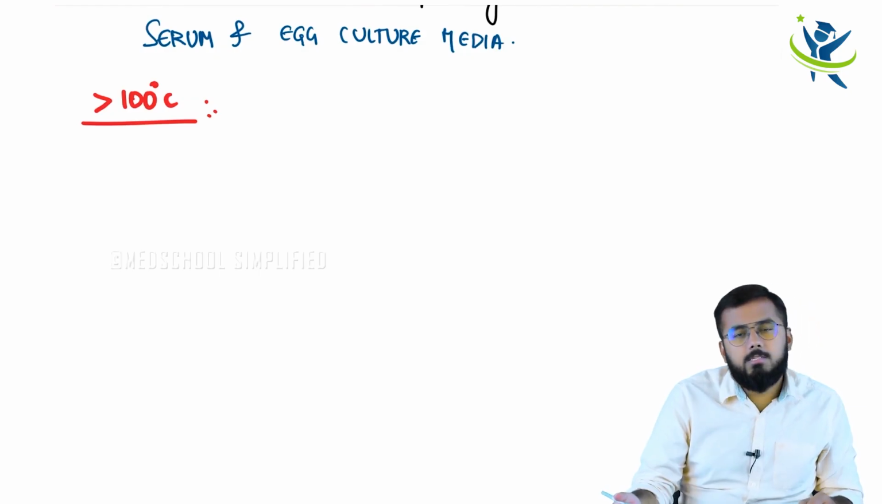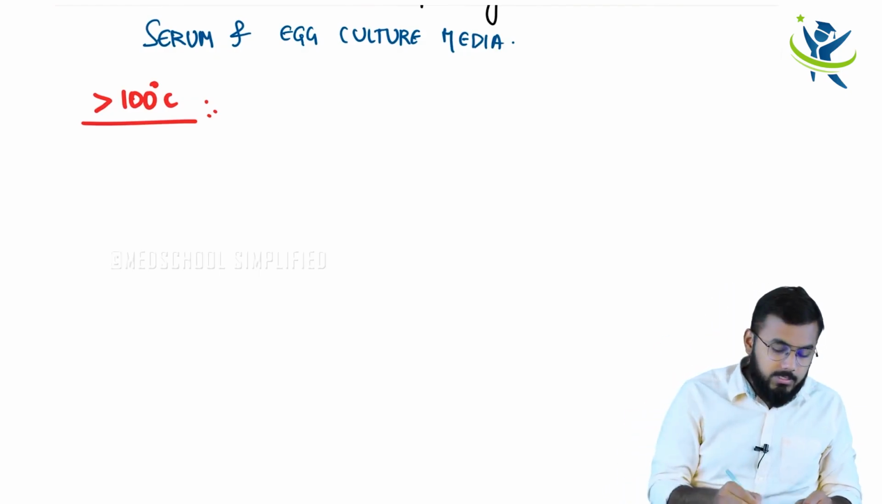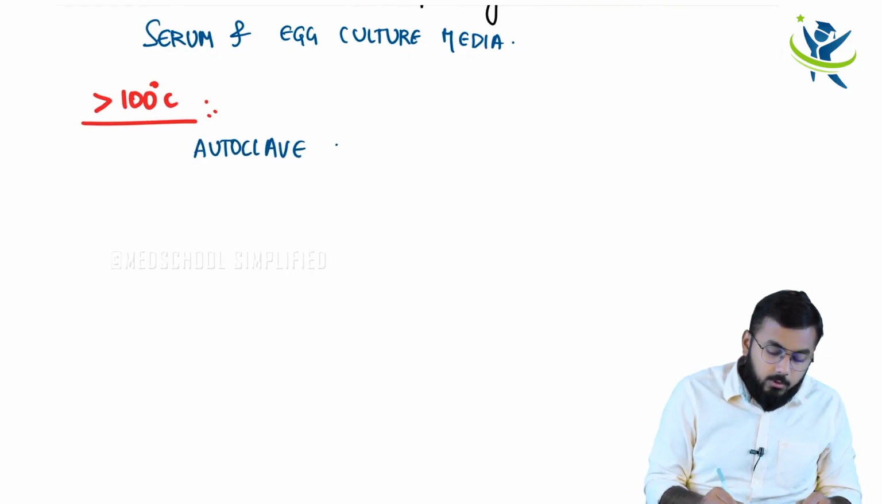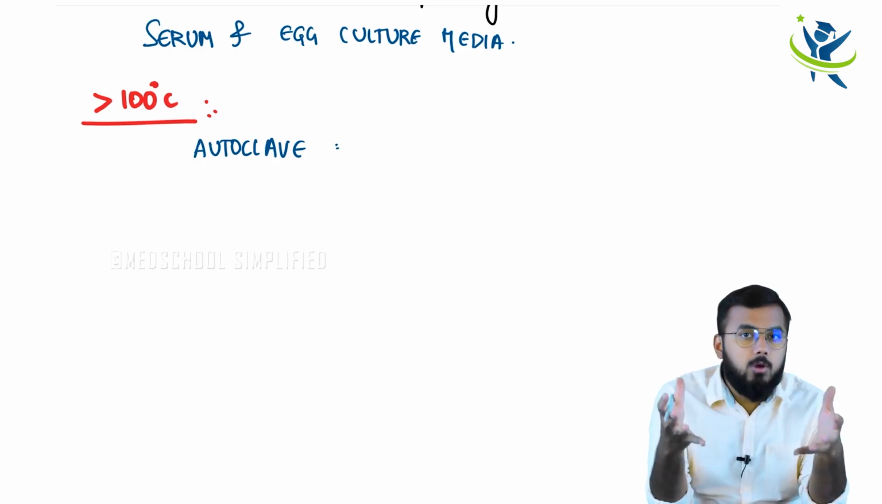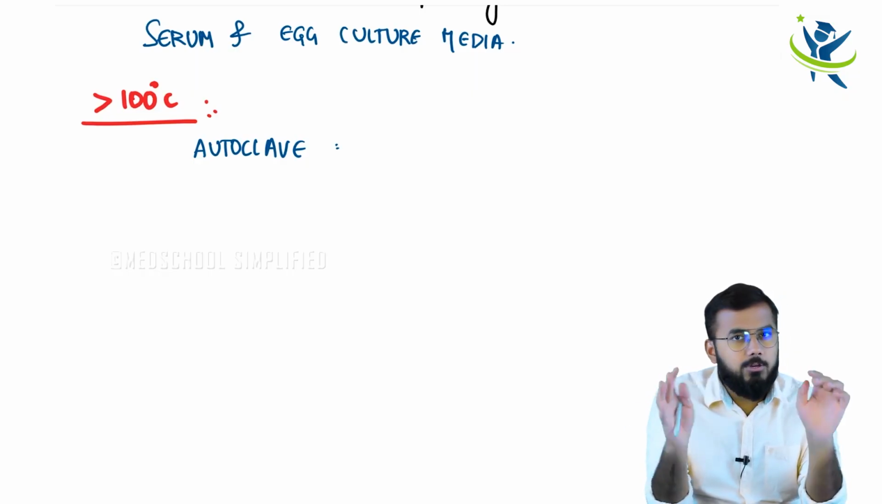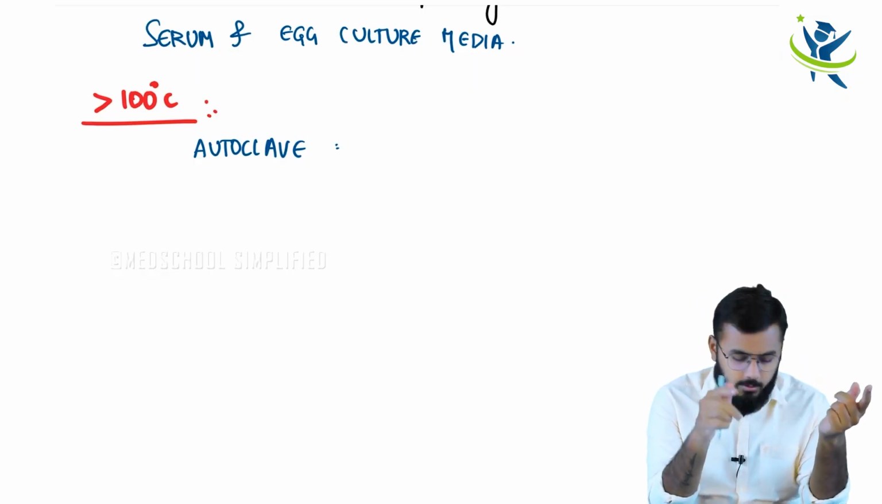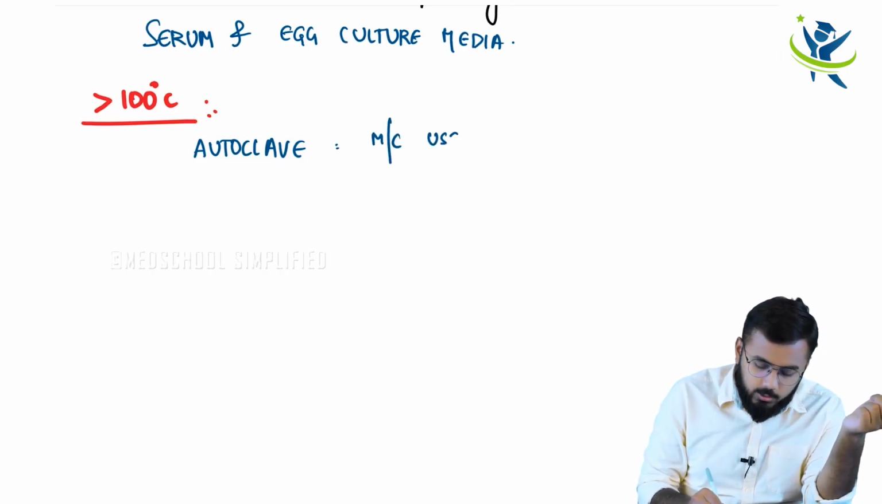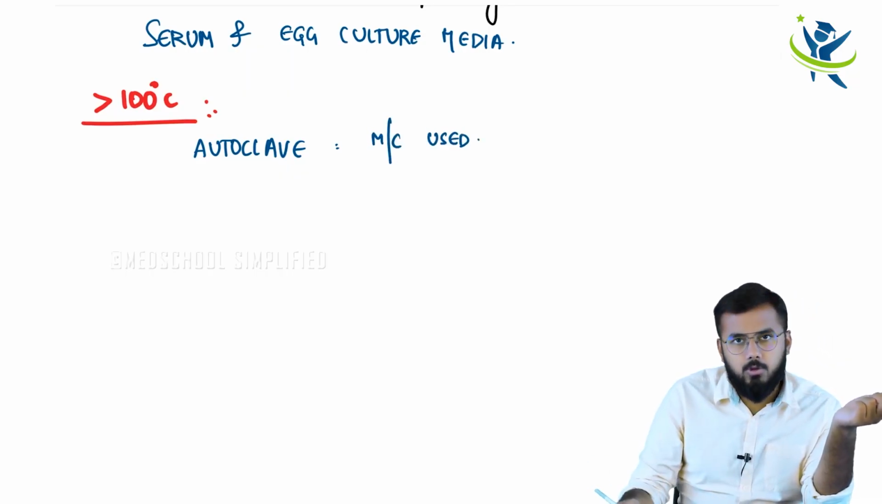So in more than 100 degrees centigrade, what was the thing, guys, which we basically studied there? That was your autoclave. So autoclave, I told you, is the most commonly used procedure, right? The most commonly used machine. And what is the second most commonly used? I told you already, that is hot air oven. Okay, so autoclave is most commonly used.